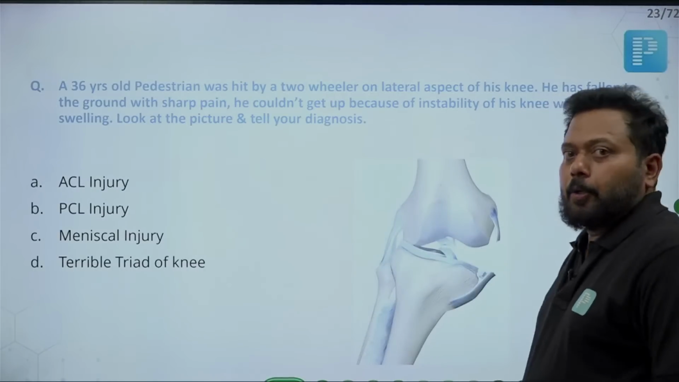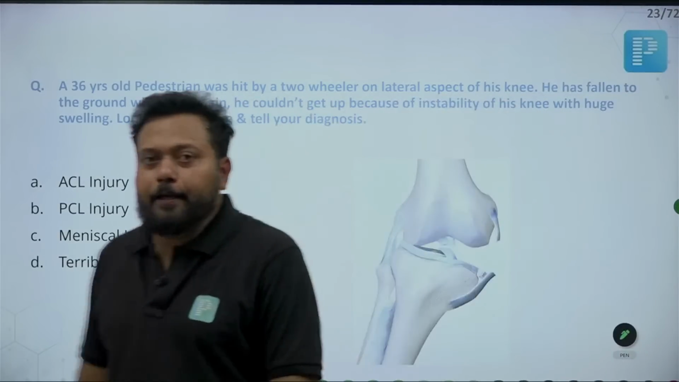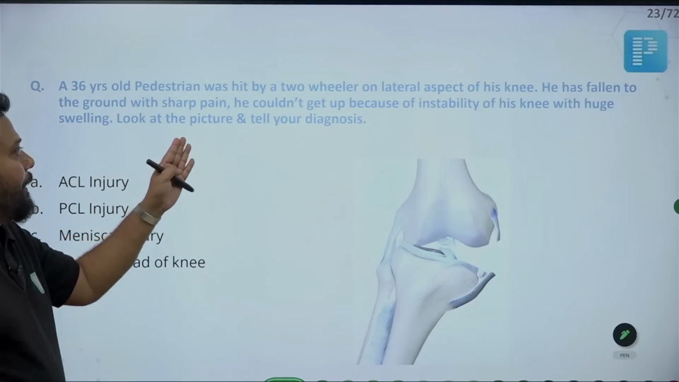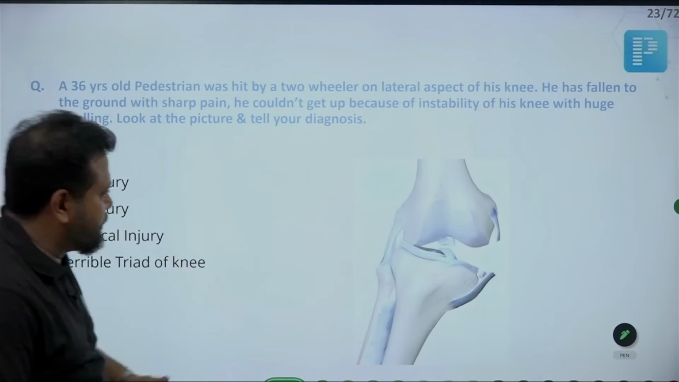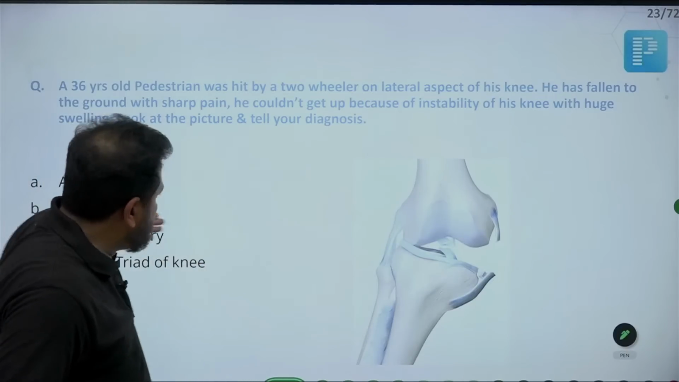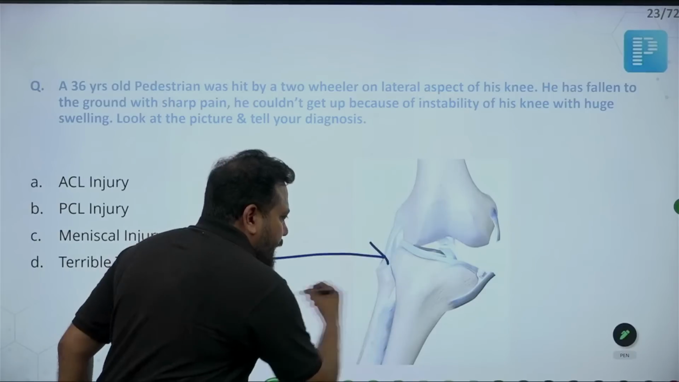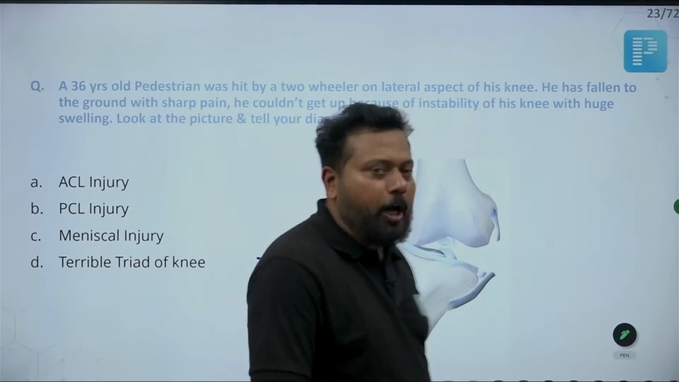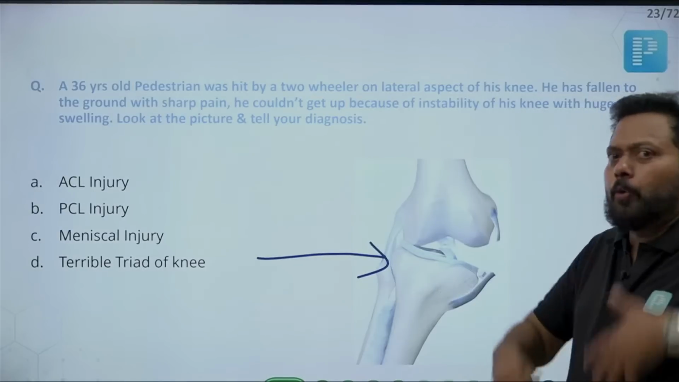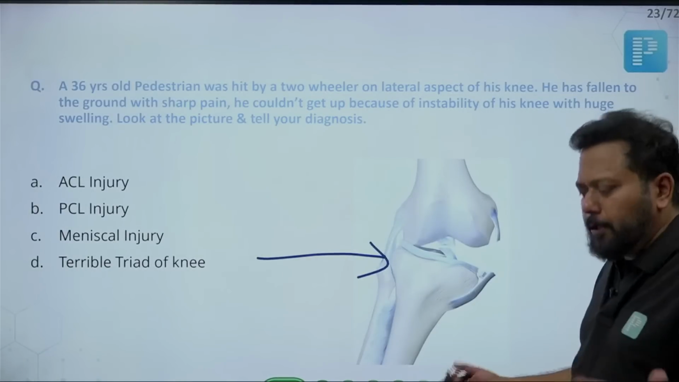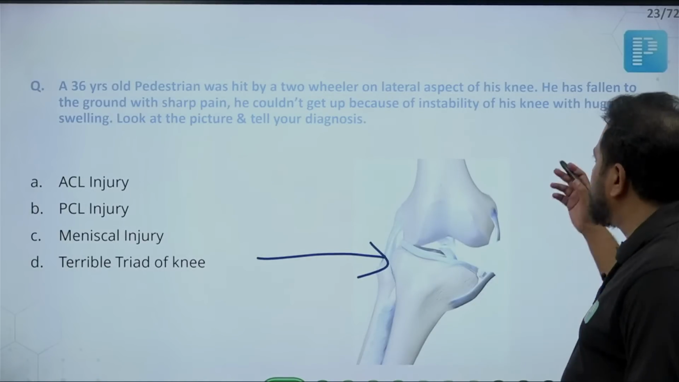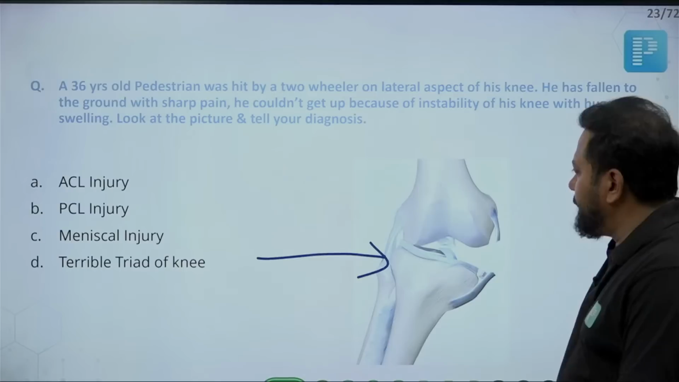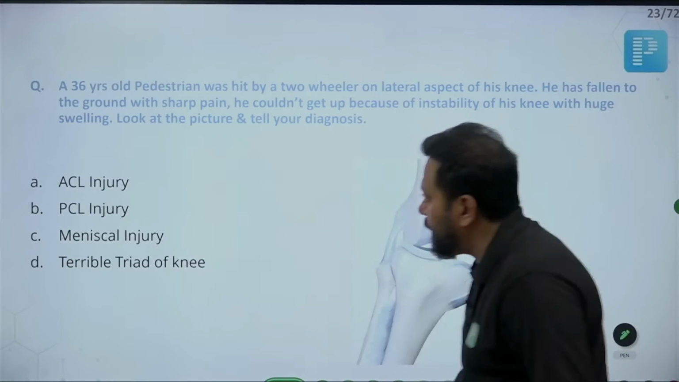Yes, look at the next important question. You see here, a 36-year-old pedestrian was hit by a two-wheeler on the lateral aspect of the knee. The fibula is here. So here, a dash coming on the lateral aspect of the knee. He had fallen down to the ground with sharp pain and couldn't get up immediately. He couldn't get up because of instability and severe pain with huge swelling, maybe hemarthrosis. Look at the picture and tell your diagnosis.